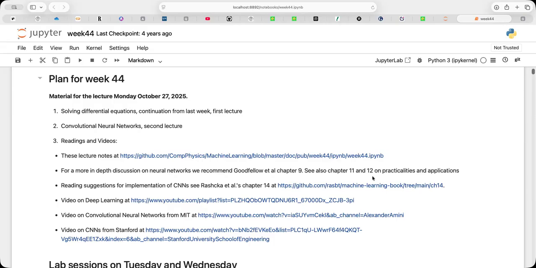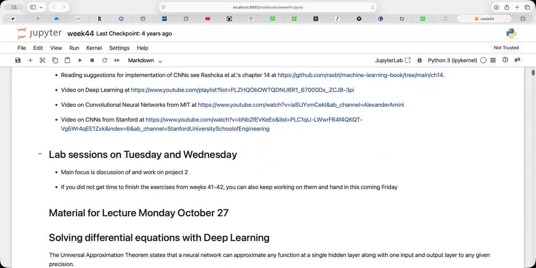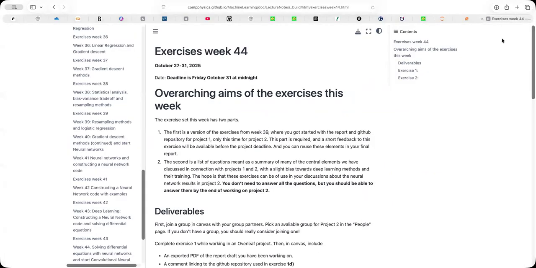So the lab sessions this week are simply about working on project number 2. We also thought that we still want to give people some flexibility with the weekly exercises, in case you haven't completed them. Coming to the weekly exercises this week, this is a lookalike of what you had in week 39, when we asked you to set up the GitHub address, an Overleaf document, and the basics of the report, and we will try to give you feedback again.